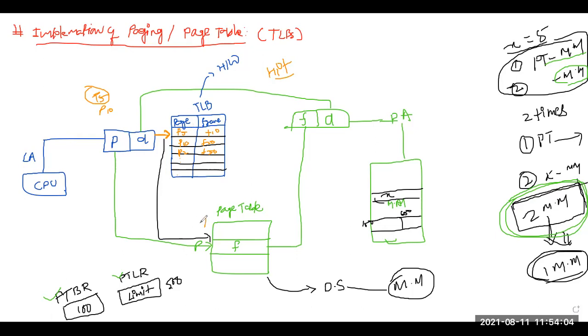I will not go for the page table. I will directly access this page from the TLB and I will get my frame number directly from the TLB. Fine. So this is how we can implement the concept of the TLB. Now whenever there is a TLB hit, we will not access the memory twice. Only one time we will access the memory, which is for your data.